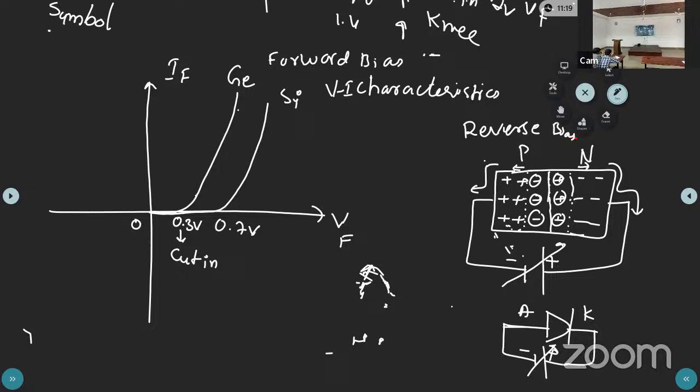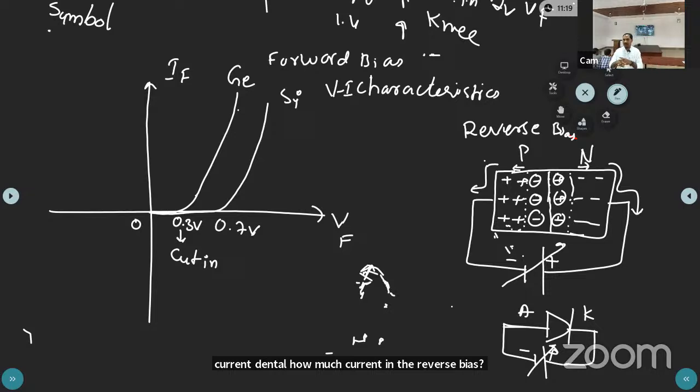positive terminal of the battery, sorry, negative terminal of the battery, and electrons are attracted by the positive terminal of the battery. So electron movement is there, hole movement is there. Huh? What is the current? Huh? Flow of electrons. In the reverse bias, how much current? How much current in the reverse bias? 0.